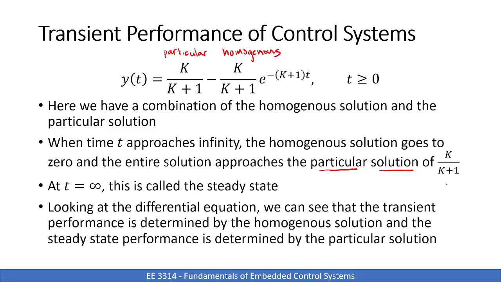Okay, and here we can say the transient performance is determined by the homogeneous solution. So how that system behaves while it's changing in time is really going to be determined by the homogeneous solution. So the homogeneous solution impacts transient performance. The particular solution impacts the steady state performance.